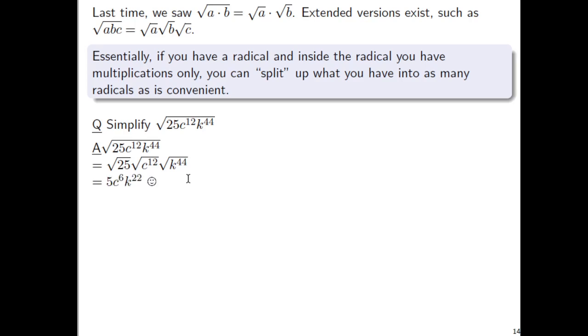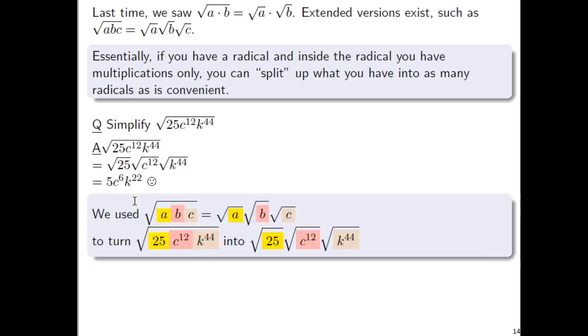And each of those individually, we've actually talked through already. So root 25 simplifies to 5, root c to the 12th simplifies to c to the 6th with no more root written, and root k to the 44th simplifies to k to the 22nd with no more root written. There's no more root written in this line, like where it says k to the 22nd, for the same reason that there's no root surrounding the 5. Root 25 is what's simplified to a 5. Okay, so we just used that extended version.